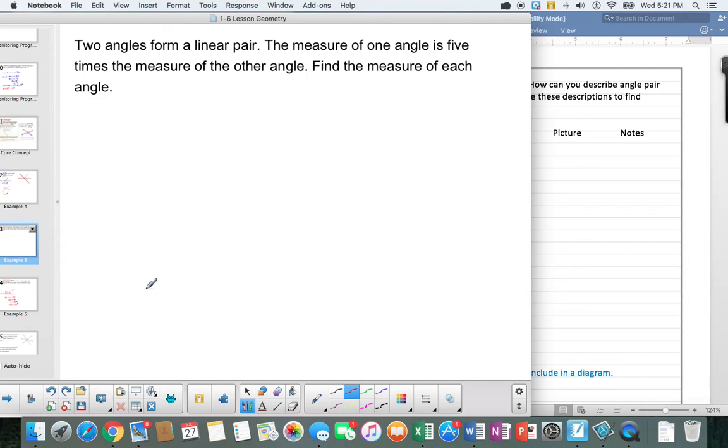2 angles form a linear pair. The measure of one angle is 5 times the measure of the other. Find the measure of each angle. Stop the screencast. See what you can do. My first suggestion is draw a picture of a linear pair, and if you don't remember, go back a slide to see, and then see if you can substitute and solve.